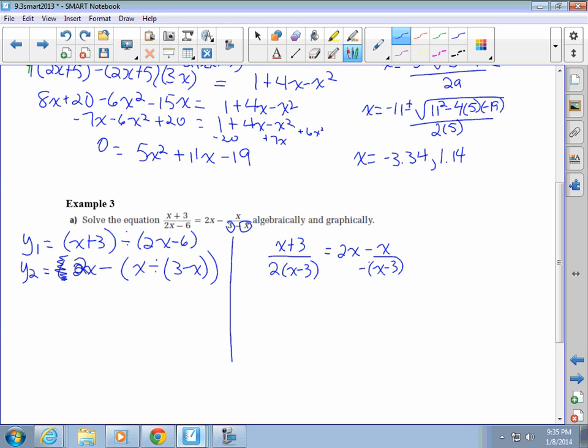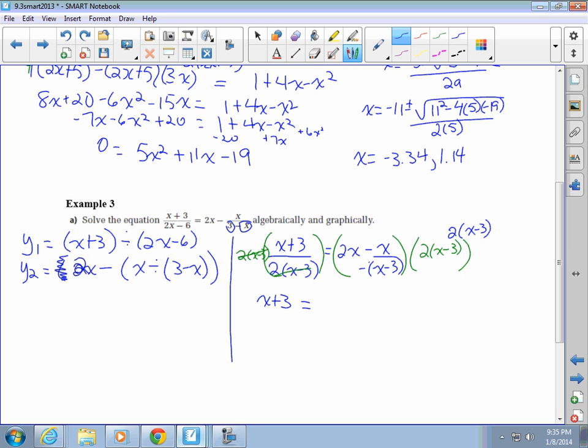If I take a negative out of here, this 3 becomes negative, that negative x becomes positive. So my common denominators then are going to be 2 times x minus 3. So that means I need to multiply my top and bottom on both sides by 2 times x minus 3. So on this side, my 2 and x minus 3 and my 2 and x minus 3 are going to cancel. So I'm left with x plus 3 here.